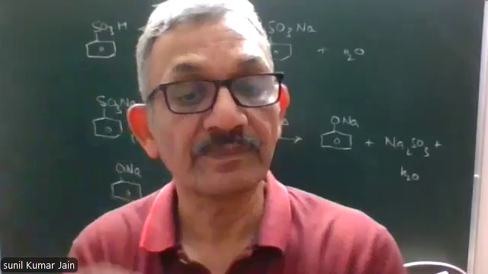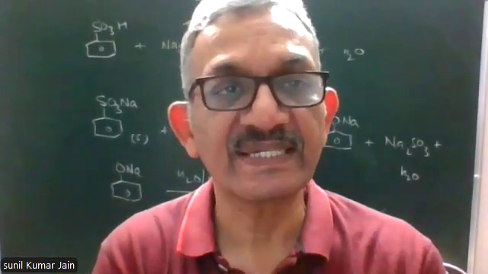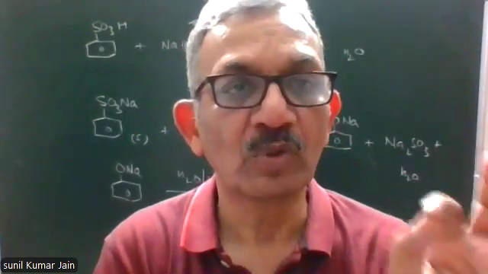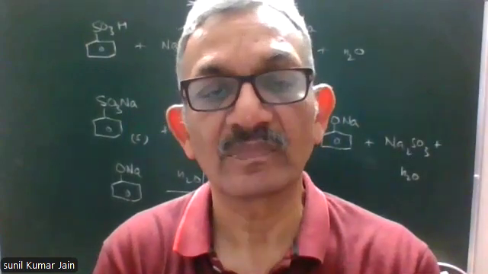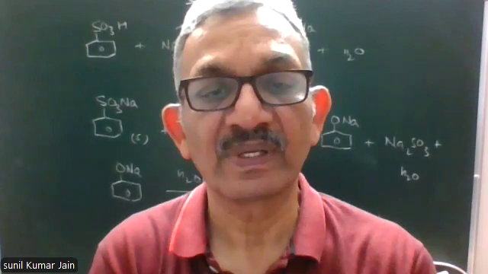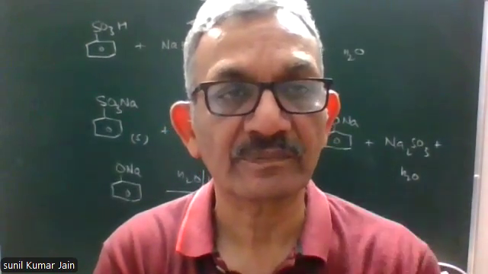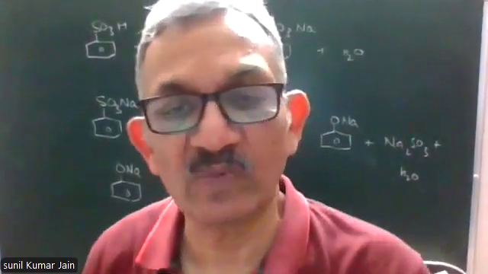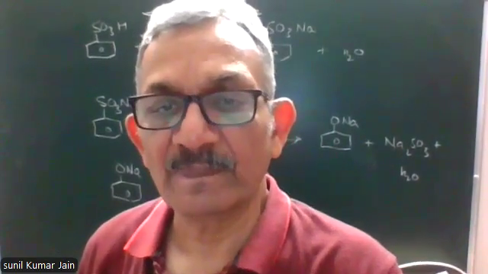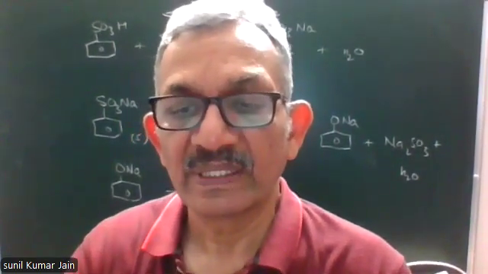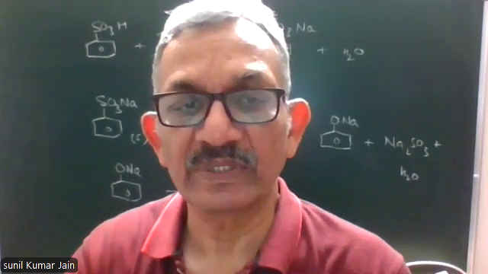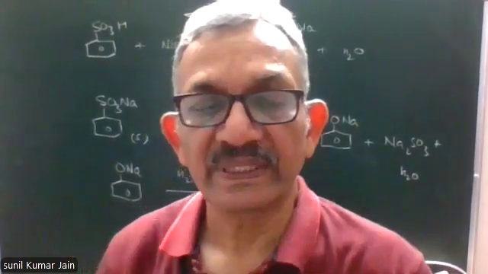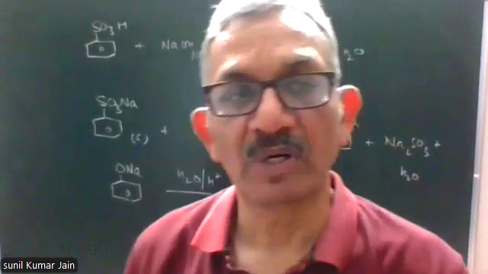Last property, number 4, density. Monohydric alcohols are generally lighter than water, means their density is less than 1 gram per cc. Lighter than water, although their density increases with increase in molecular weight.